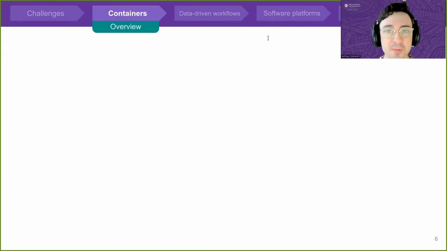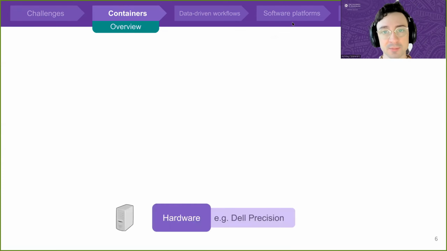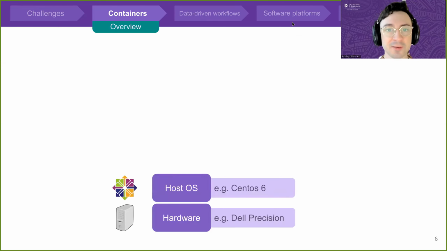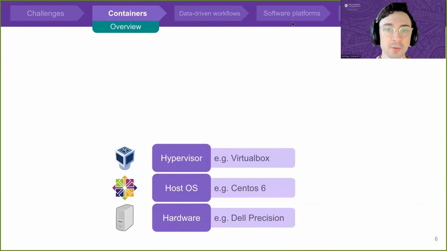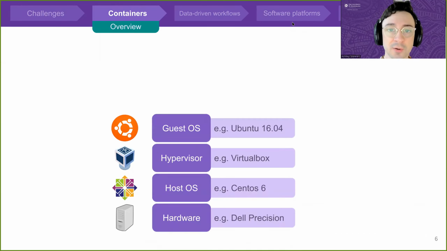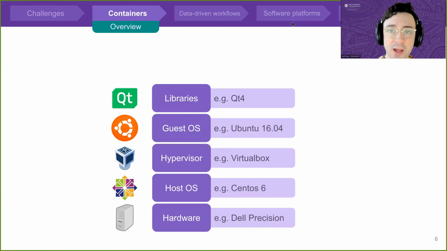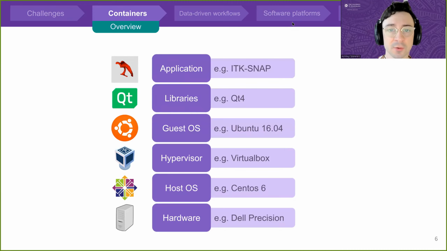Let's consider for a moment the idea of a virtual machine as a possible solution. Let's say we have some hardware, a Dell Precision workstation running CentOS 6, and on it we've installed a hypervisor called VirtualBox. Within VirtualBox, we install a guest operating system, Ubuntu 16.04, which then has some libraries and neuroimaging software installed like ITK Snap, which we can use to view medical images.